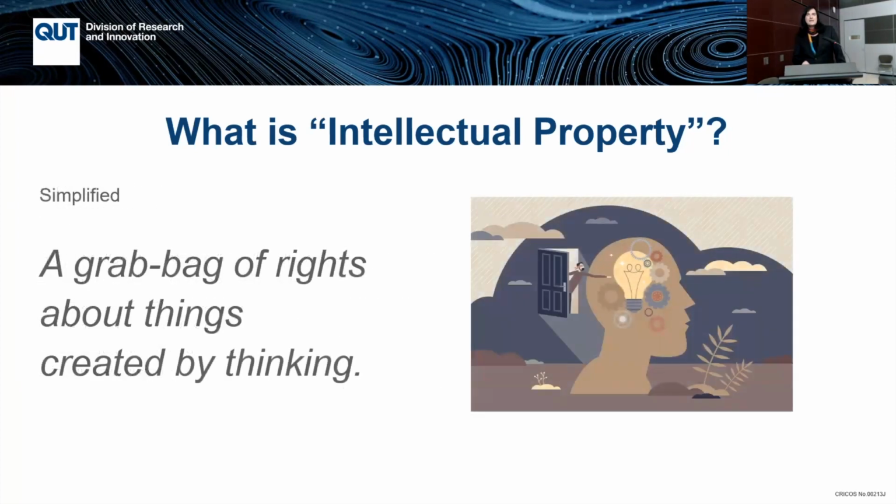I would simplify it down to this definition. I think that's probably the best way to think about it at a very high level, which is that intellectual property is a grab bag of rights about things created by thinking. It's got the clue in the name. It's intellectual property, things from the mind.